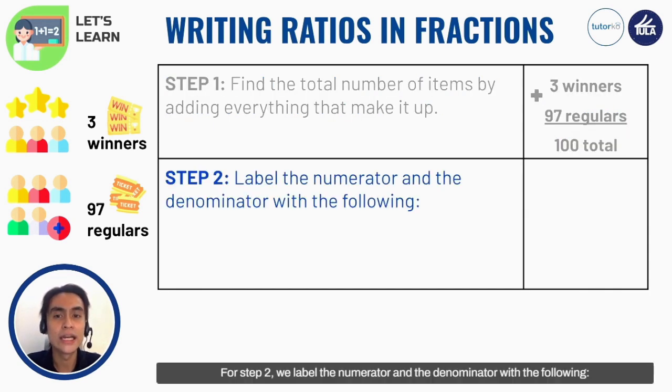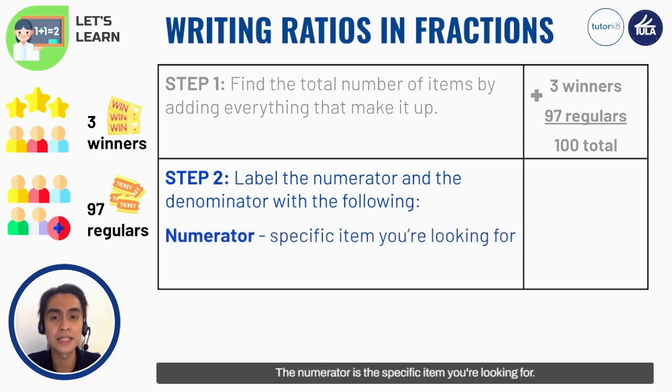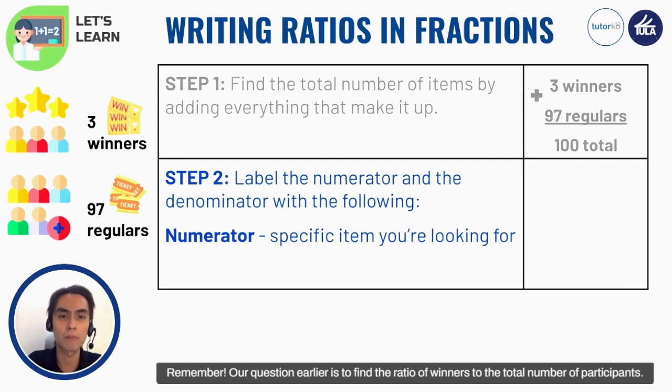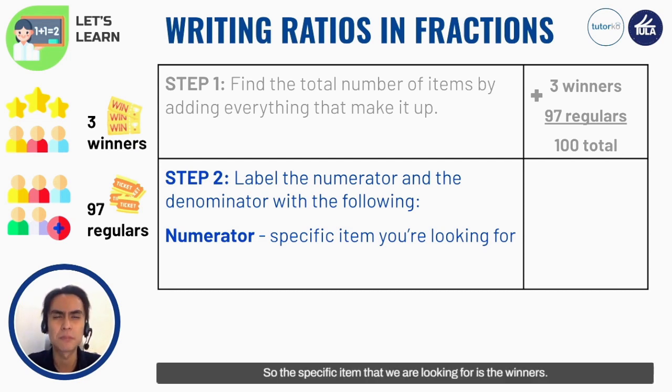For step 2, we label the numerator and the denominator with the following. The numerator is the specific item you're looking for. Remember, our question earlier is to find the ratio of winners to the total number of participants. So the specific item that we are looking for is the winners. So we put here winners as the numerator.